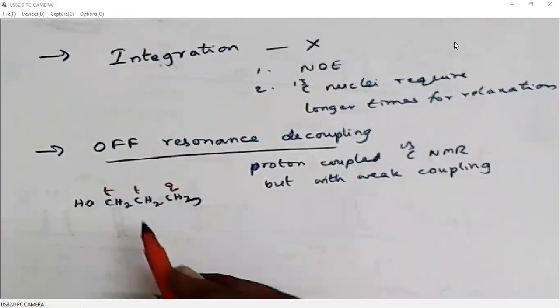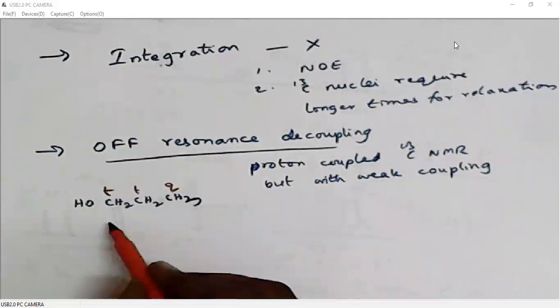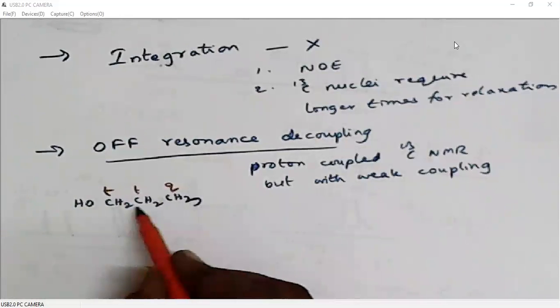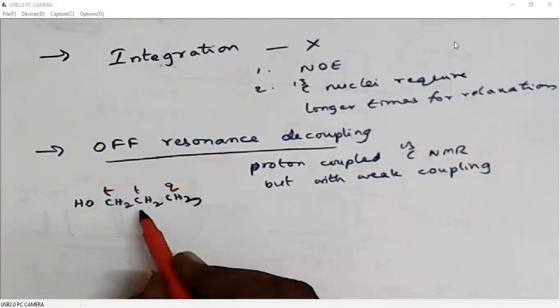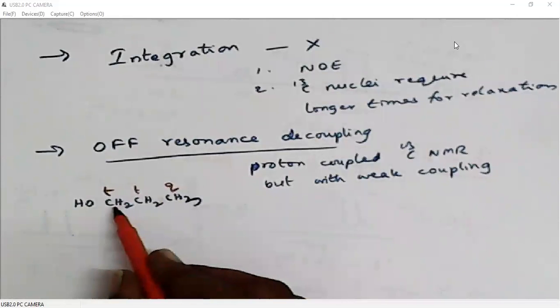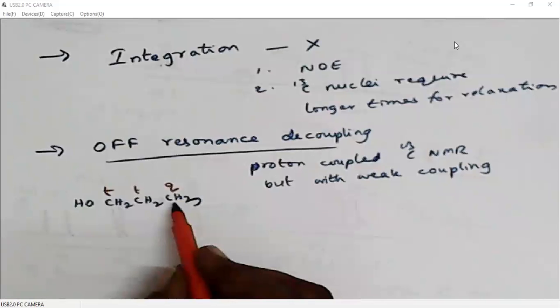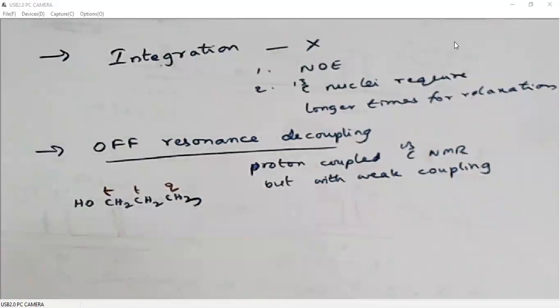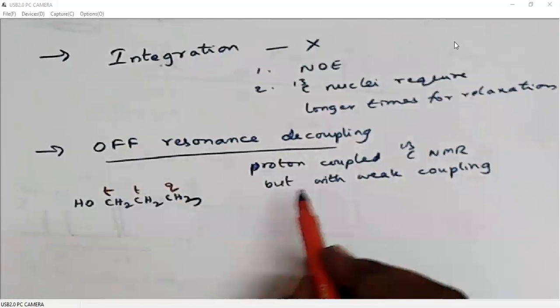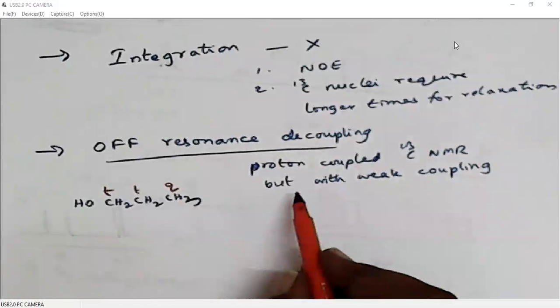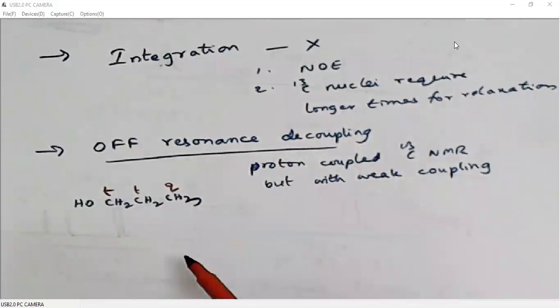But when we do proton decoupled C13, all these will give singlets only. So because of the decoupling, we don't get useful information like how many protons are present on a particular carbon. So in order to get this information, what we will do is off resonance decoupling. What is this off resonance decoupling?